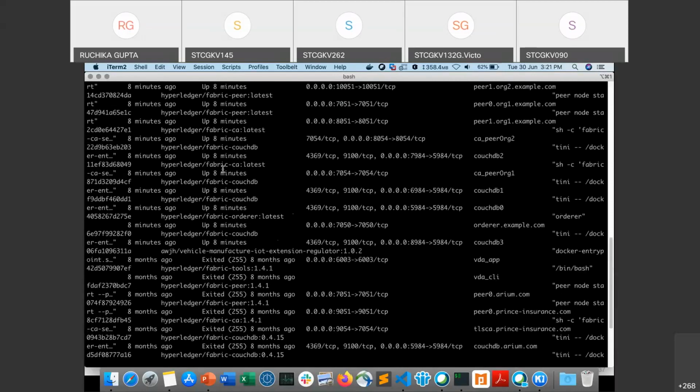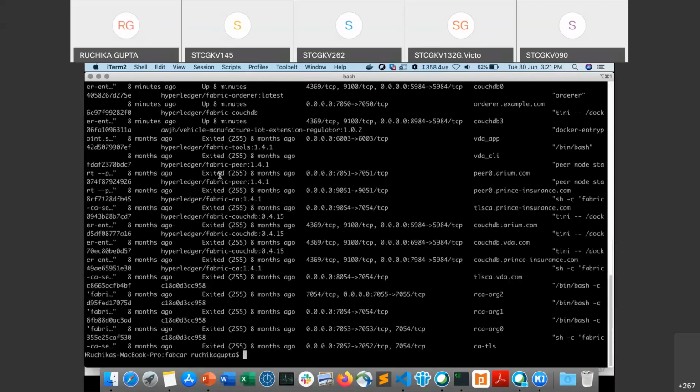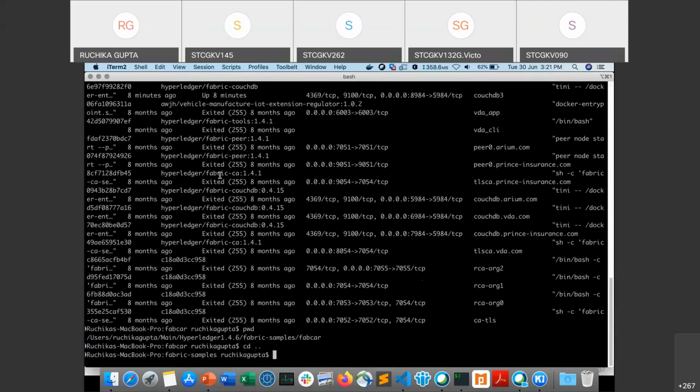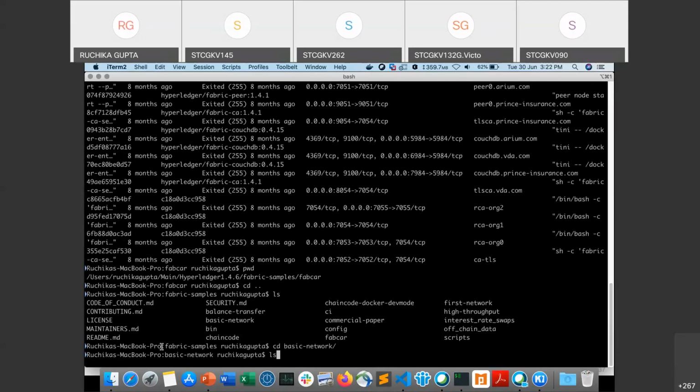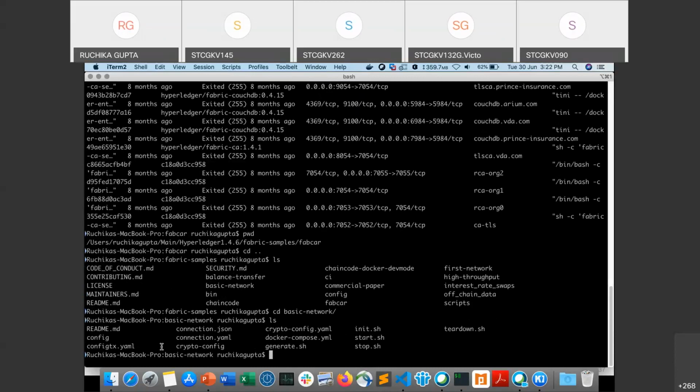In case there are multiple network scripts available, FabCar is one of them. You can try balance transfer, basic network, commercial paper, first network. These are all sample codes that are available for you. If I go to first network, I think it gets covered as part of basic FabCar, but over here it'll create a different kind of network for you. So you can experiment with these and see how your networks get created.